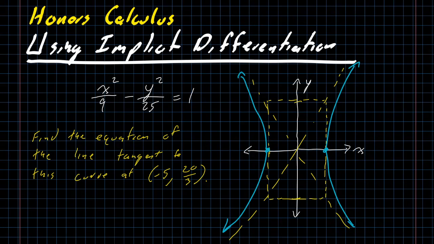I want to start by finding the equation of the line tangent to the curve at the point negative 5, 20 over 3. Negative 5, 20 over 3 is right about there. So that gives us a picture of what we're looking at. We can see that we're getting pretty close to the asymptote already in how I've graphed. We have a rough idea that it should look something like that. And we can figure out slope and so on from there if we so desire.